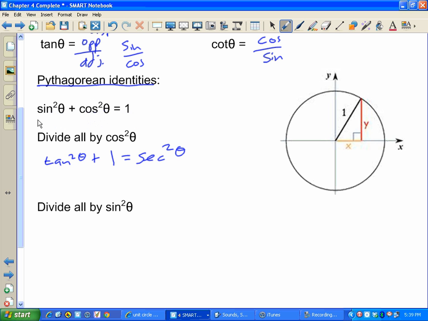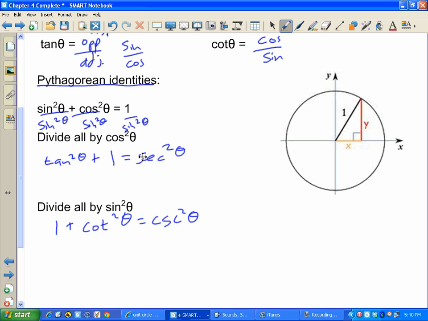If instead of cosine squared I divide everything by sine squared, now I'm going to get 1 plus cotangent squared equals cosecant squared. Okay, and these could be shifted around a little bit.